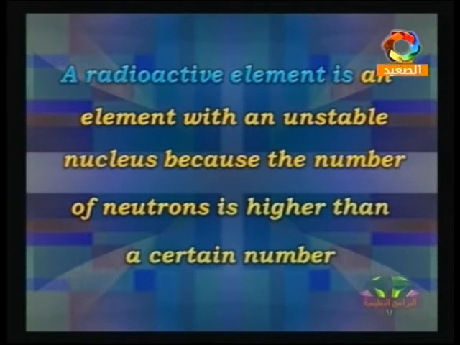Again, we have the radioactive element. It is an element with an unstable nucleus, because the number of neutrons in this nucleus is higher than the number of neutrons in other elements, or more than the number of protons inside the same atom by a large number. This is a radioactive element.